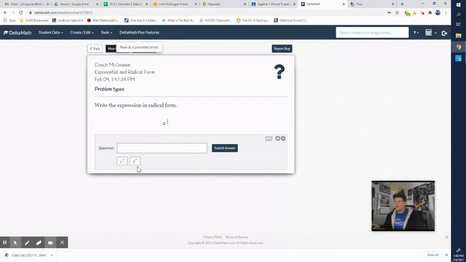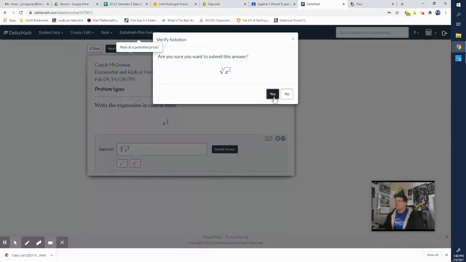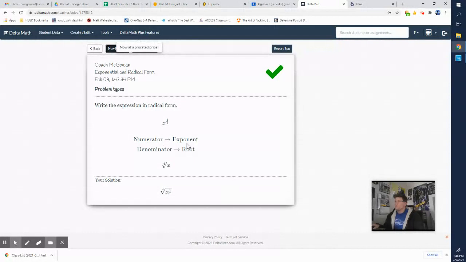So in the Delta Math, you want to click on this radical symbol with the n, and then start punching in your numbers. 4 is on the bottom, okay, so I want a 4 there. Then on the inside, I want my base, which is x, raised to the first power. Now with the first power, remember, like we saw in the earlier Delta Math, if it's to the first power, you don't have to write it out. So I could leave it as just x, or I could put x to the first power. Either way should give me the correct answer. Numerator is my exponent. Denominator is my root.